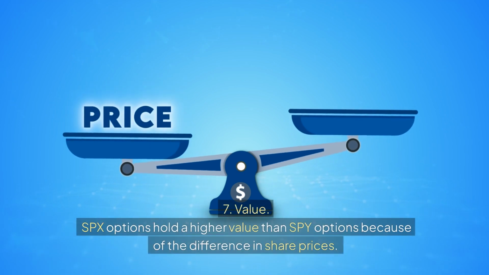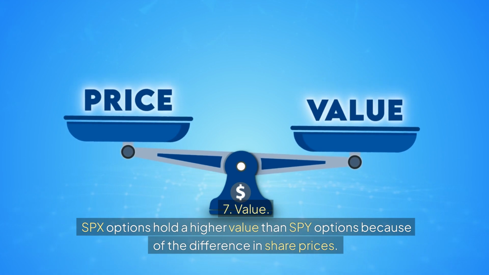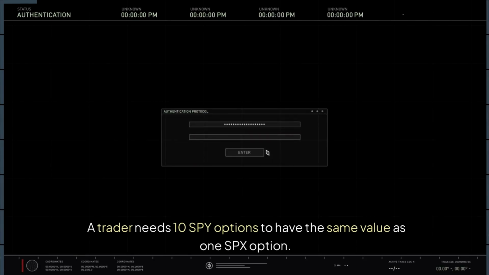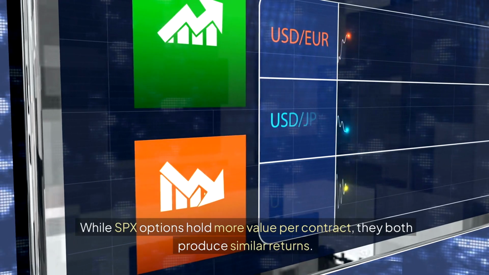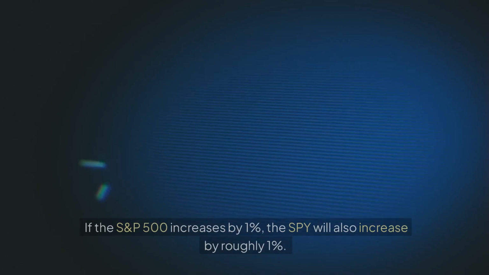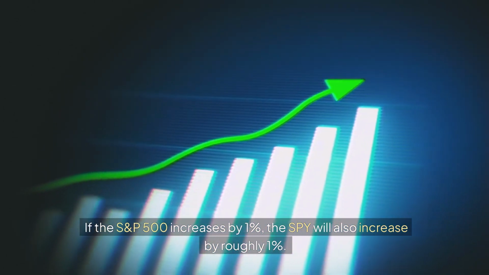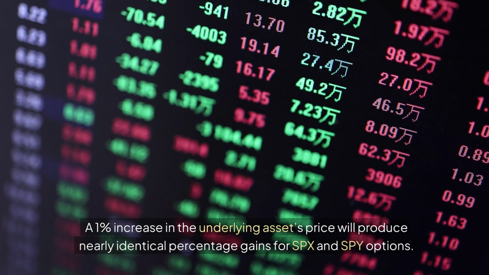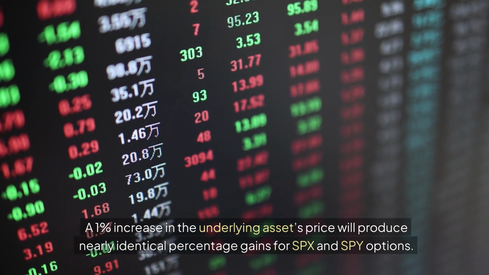7. Value. SPX options hold a higher value than SPY options because of the difference in share prices. A trader needs 10 SPY options to have the same value as one SPX option. While SPX options hold more value per contract, they both produce similar returns. If the S&P 500 increases by 1%, the SPY will also increase by roughly 1%. A 1% increase in the underlying asset's price will produce nearly identical percentage gains for SPX and SPY options.